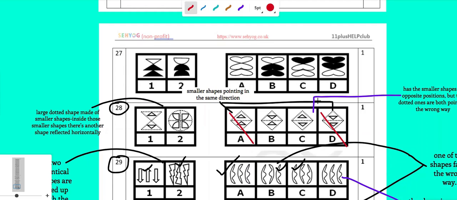And box C has smaller shapes in the opposite positions, but the dotted ones are pointing the wrong way. So therefore, C is also not one of the answers, and B, on the other hand, is our right answer for this question.